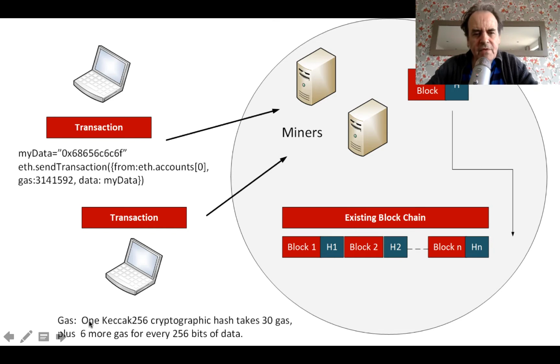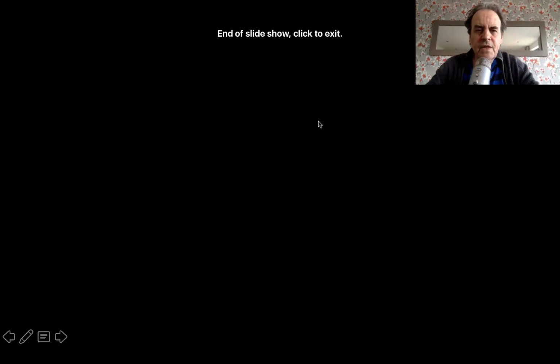Then we get a concept of what's called gas. 30 gas is for one crypto hash. Plus, there's also a cost of six more gas for every 256 bits of data that we use.